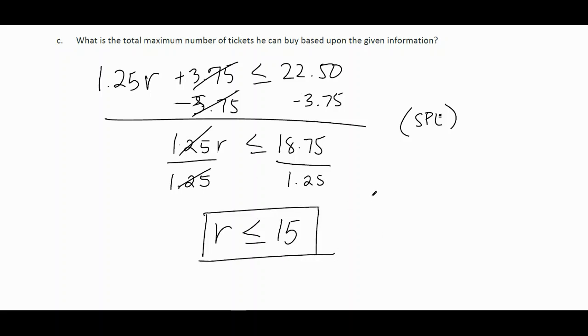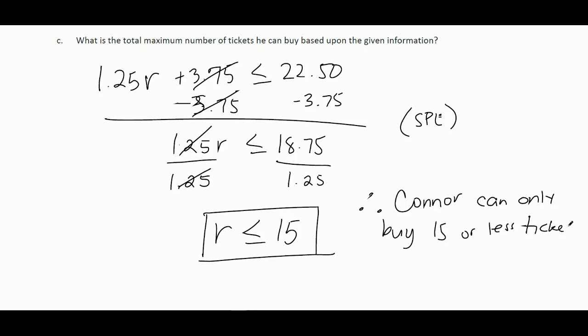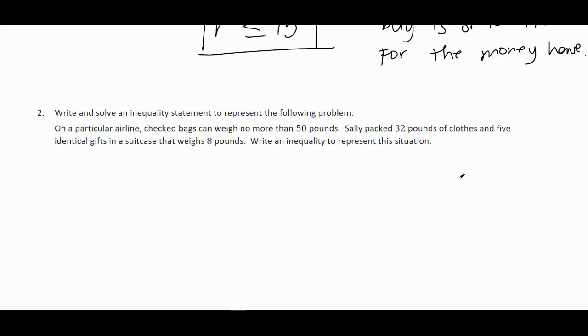Therefore, Connor can only buy 15 or fewer tickets for the money he has. All right.